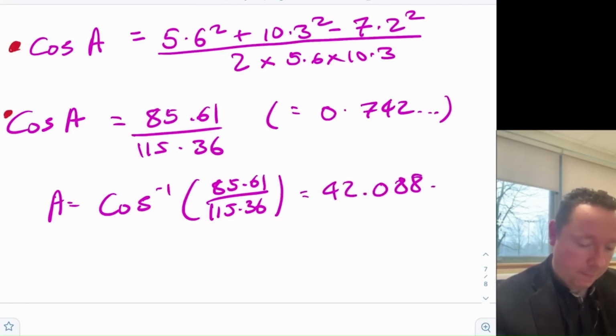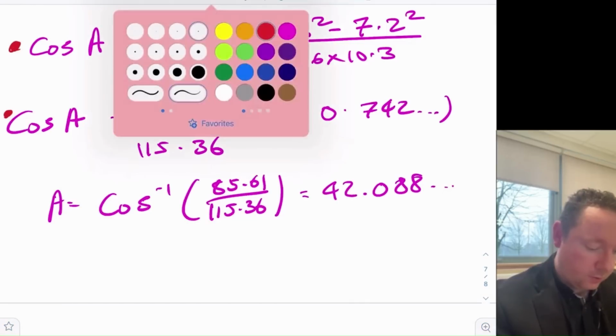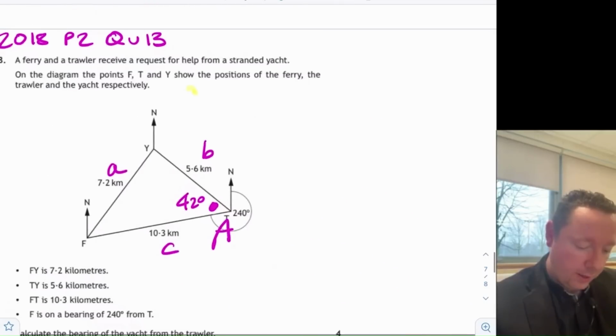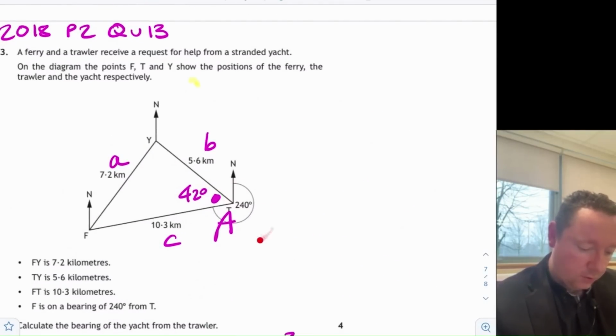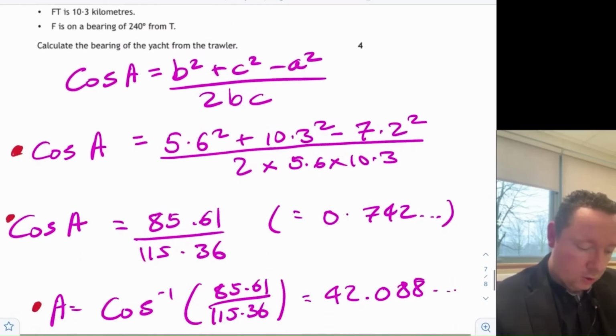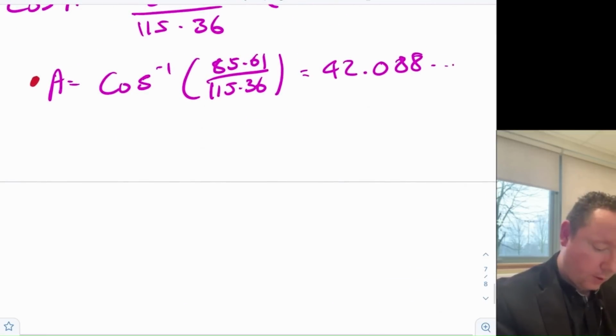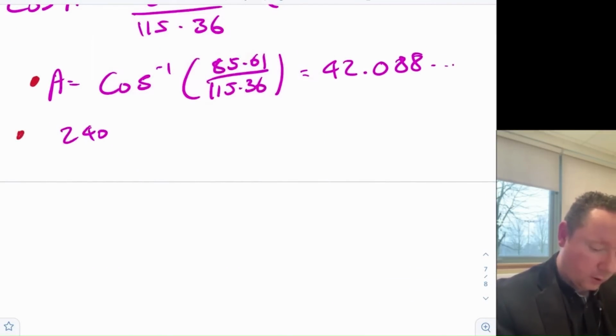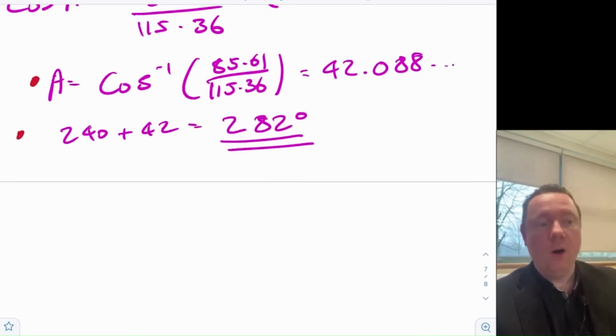088, sorry. So there's our third mark. And then our fourth mark is for calculating the bearing. So just to remind you, the bearing is 240 plus this 42. So we can do 240 plus 42 is 282 degrees for our final mark.